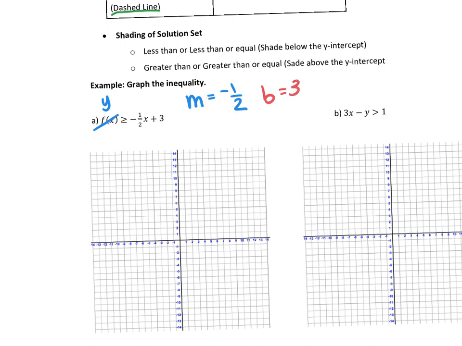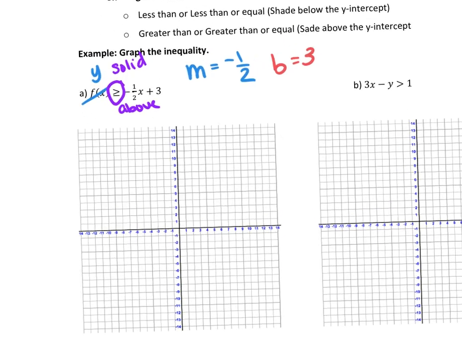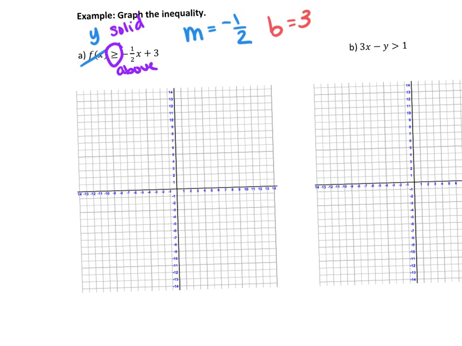The other thing I need to realize, I need to look at my symbol, and it's a greater than or equal to symbol. So this greater than or equal, first off, the equal part says that I have a solid line. The greater than says to shade above my y-intercept. So when I plot my point, the first thing I'm going to do is plot that 3 first. Slope says to fall by 1, run by 2. Fall by 1, run by 2.